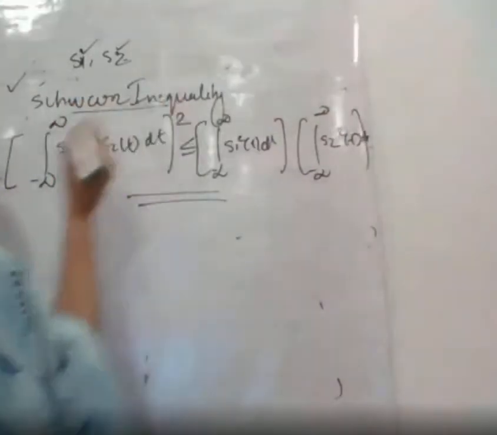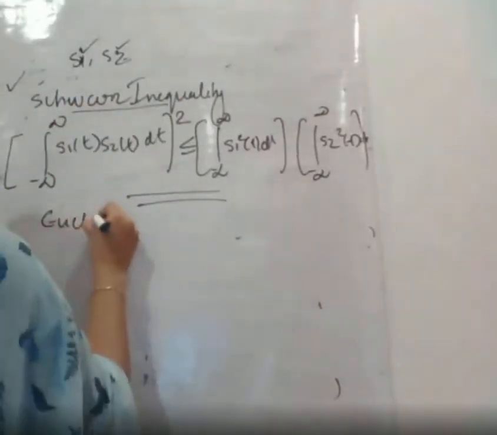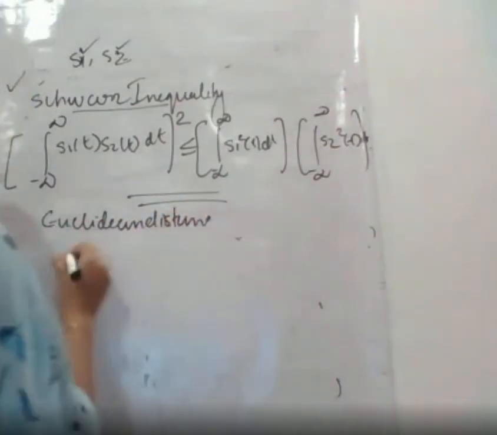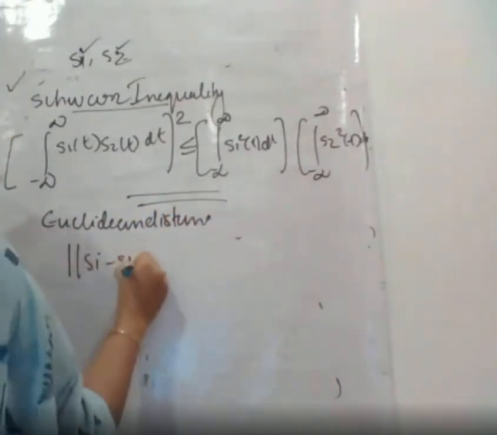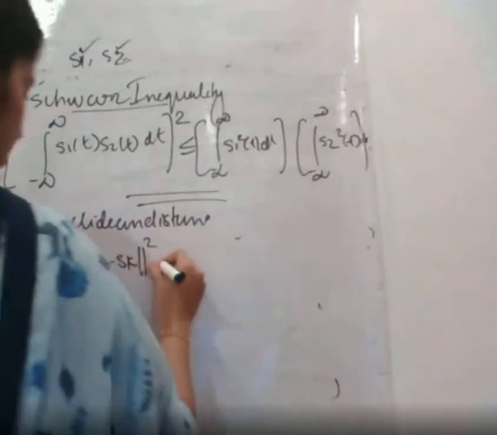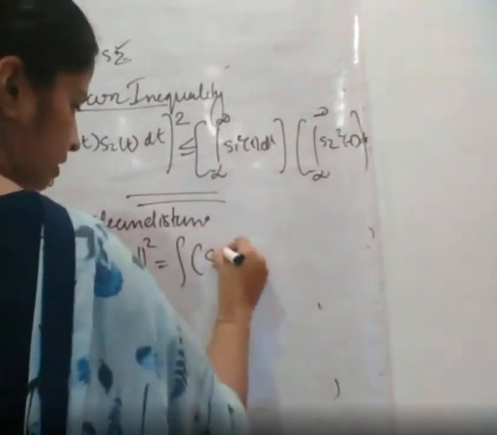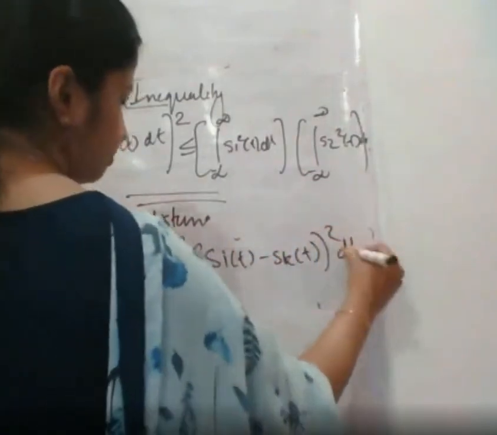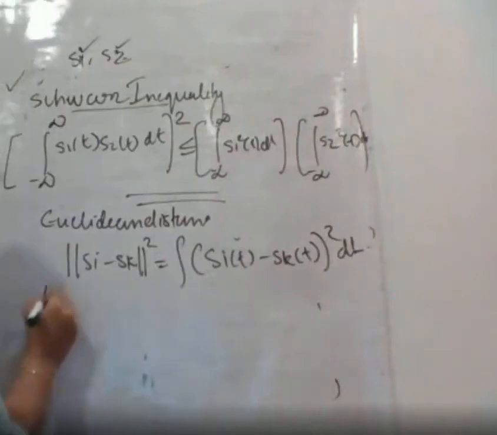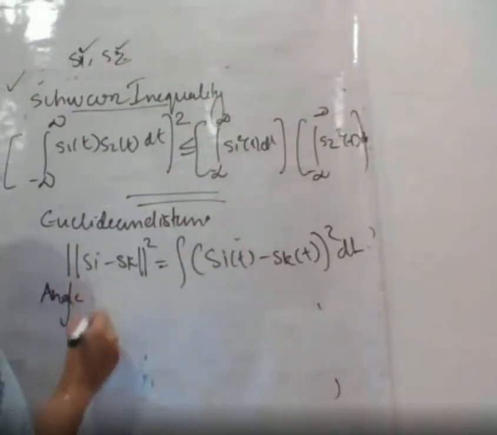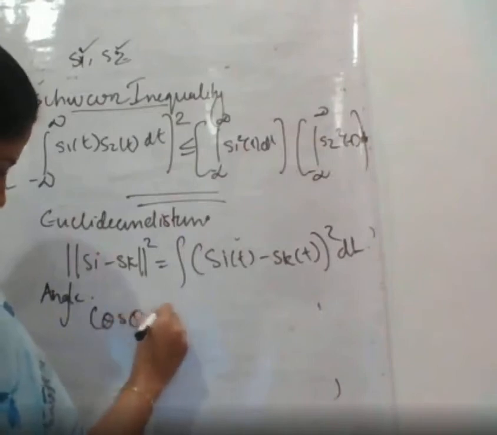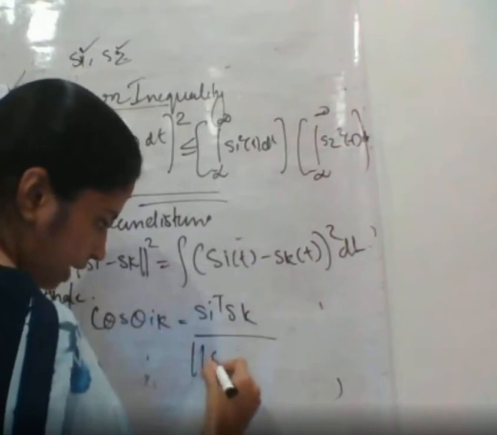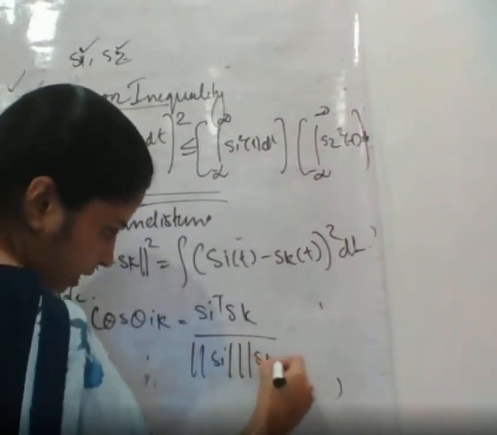This is a Schwarz inequality and Euclidean distance between two signals Si, Sk, the whole square is nothing but integral of Si of t minus Sk of t square dt. Next, angle between two signals. Angle one is cos theta phi k. It's nothing but Si transpose into Sk into norm of Si to norm of Sk.